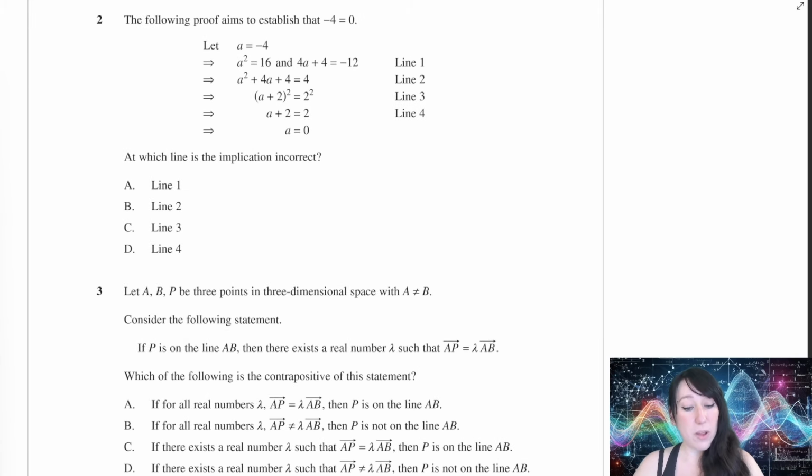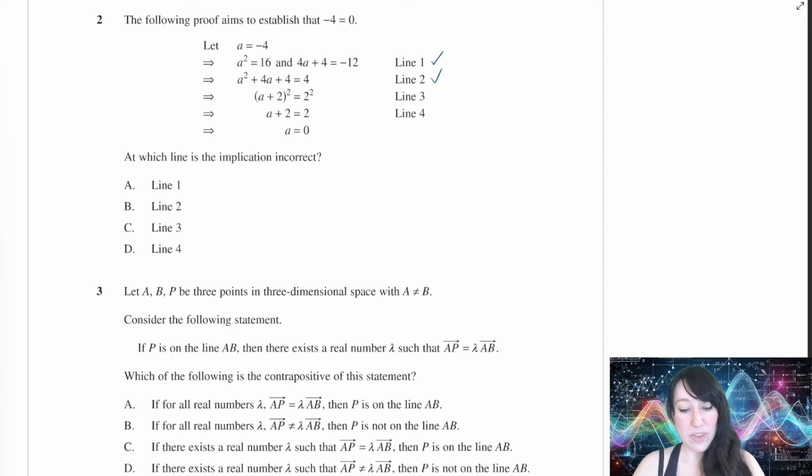Question 2. The following proof aims to establish that -4 is equal to 0. At which line is the implication incorrect? So the proof says, let A equal -4. Then in line 1, we have A squared equals 16, and 4A plus 4 equals -12. Both of those statements are true if A is -4. Line 2 says A squared plus 4A plus 4 equals 4. What we've done between line 1 and line 2 is add these two equations together, the left-hand sides and the right-hand sides. And so line 2 is also a true statement.